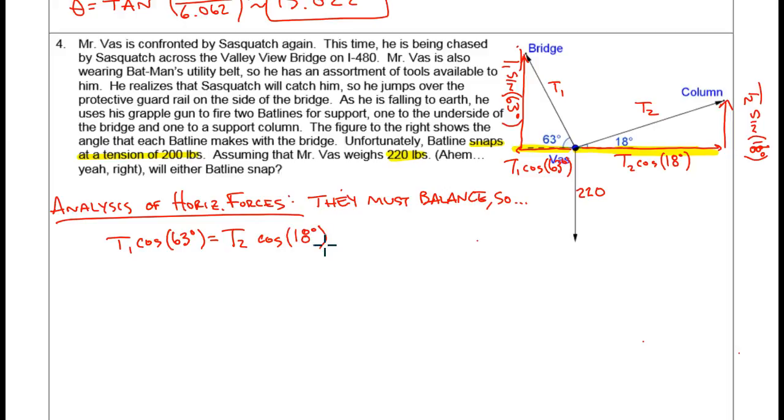And from this point, what I'm going to do is solve this thing for T2. T2 equals T1 times the cosine of 63 degrees divided by the cosine of 18 degrees.